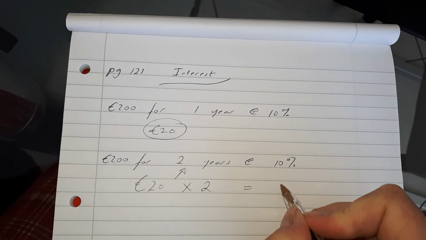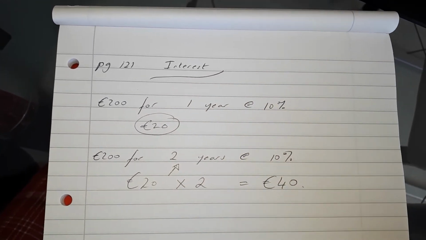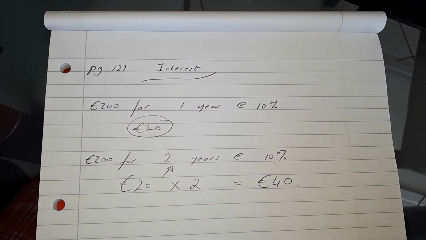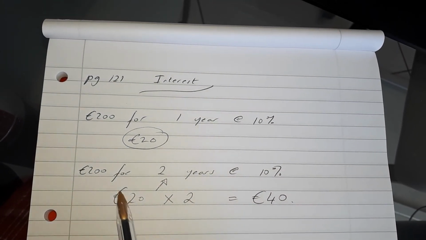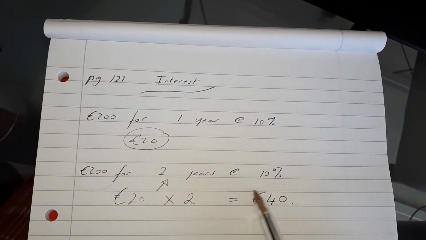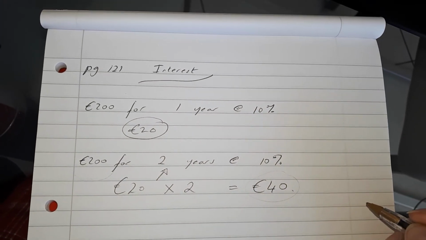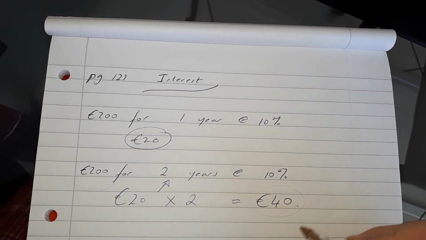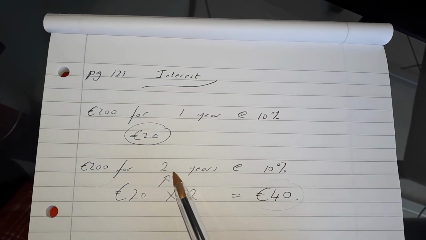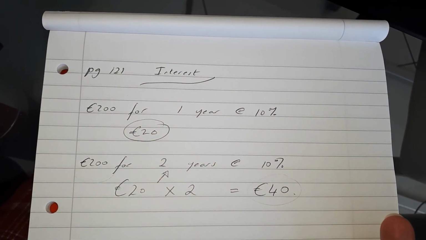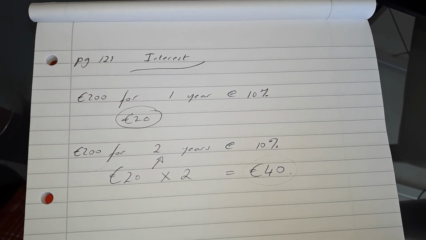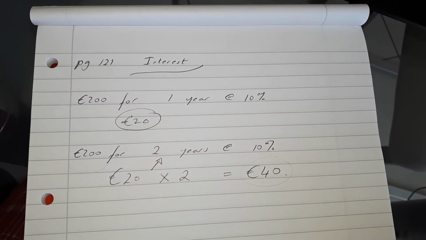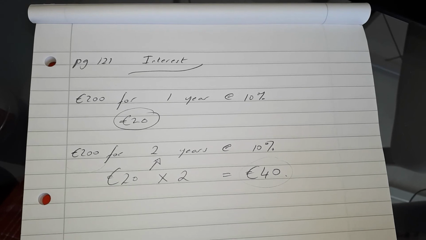Therefore, the total amount I'm going to be paying them back in interest is €40. The total amount altogether that I'm paying them back is €200 plus €40, which is €240. This €40 is just the interest. So if it was 3 years, I'd have to multiply my number by 3. If it was 4 years, I'd multiply by 4, and so on. And that's very, very basically what interest is all about.